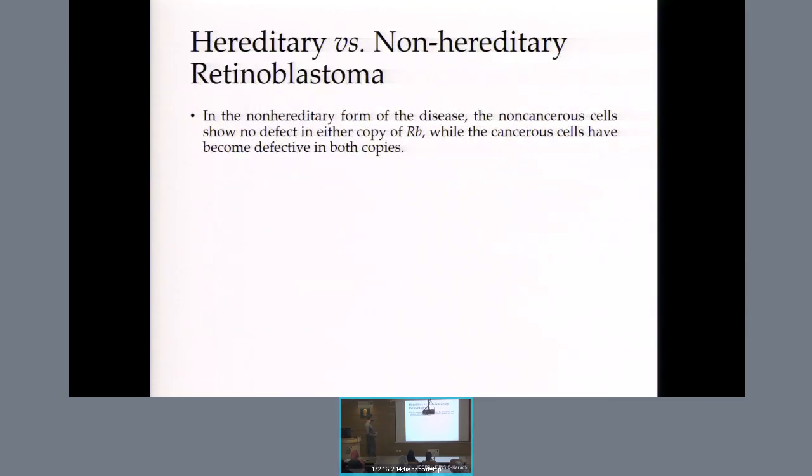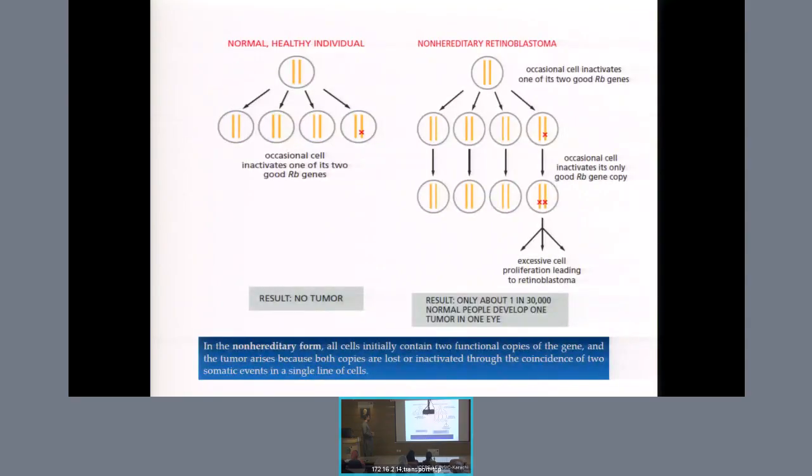In the non-hereditary form of the disease, the non-cancerous cells show no defect in either copy of the RB, while the cancerous cells have become defective in both copies. So this is the normal healthy individual. Non-hereditary, we don't have a mutation, but then what happens, one of the progeny cells develops a mutation in one copy of the gene, then it divides, and that one copy becomes the cause of the mutation in the other copy as well. And when both the copies of the cell have mutations, then there are chances that the individual will develop retinoblastoma.